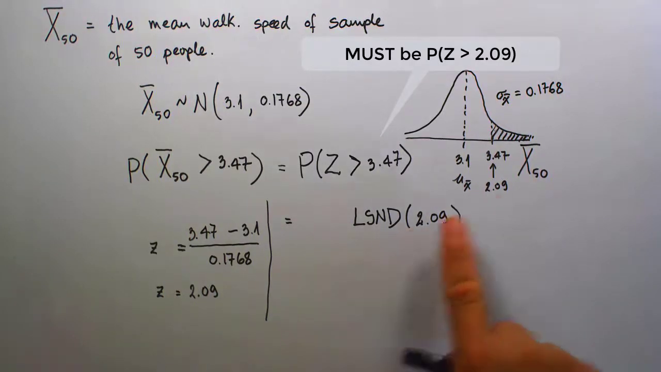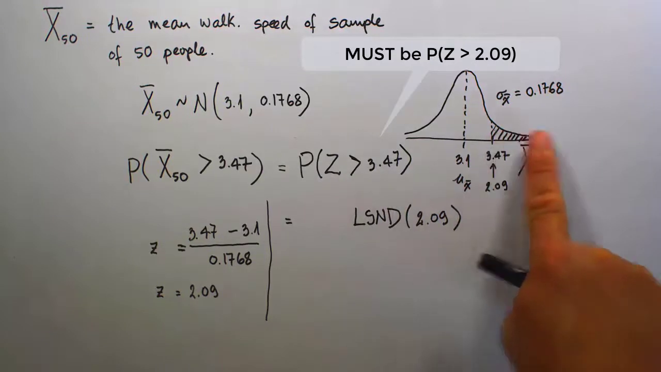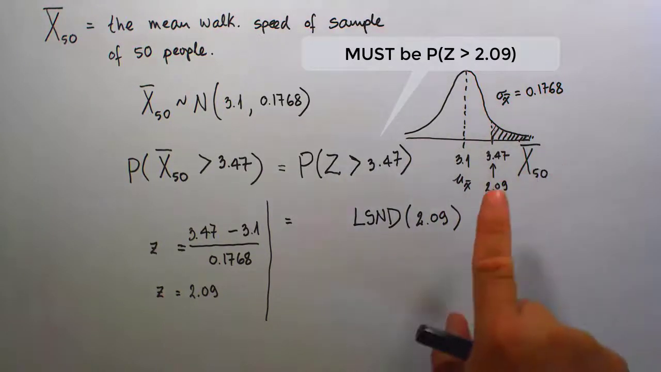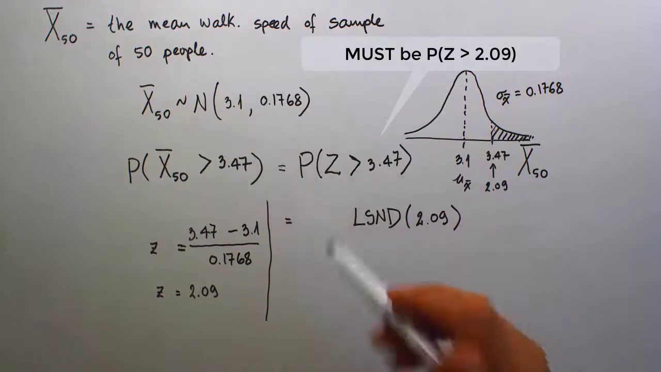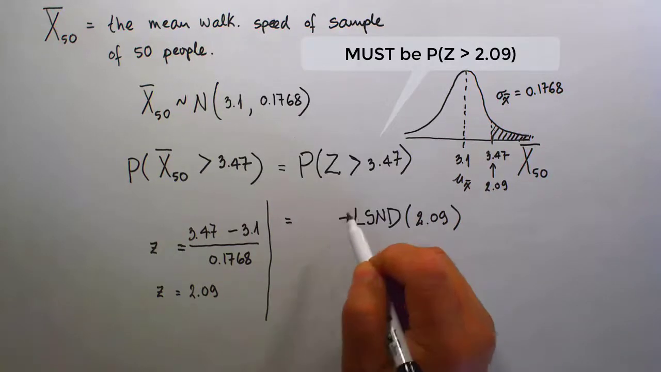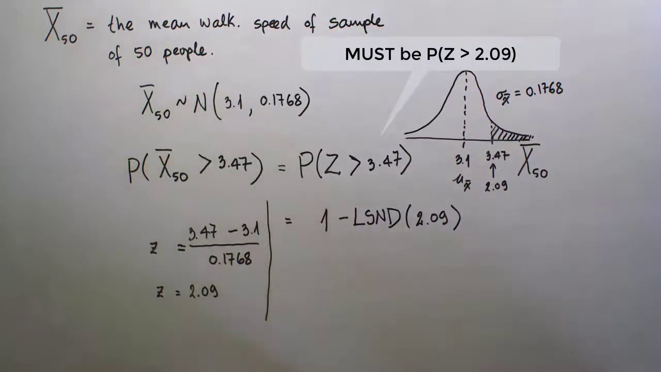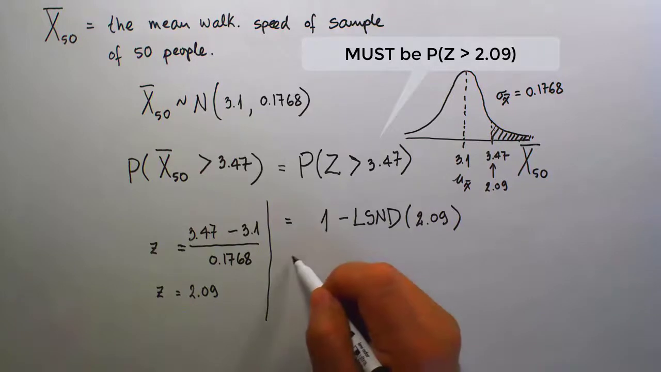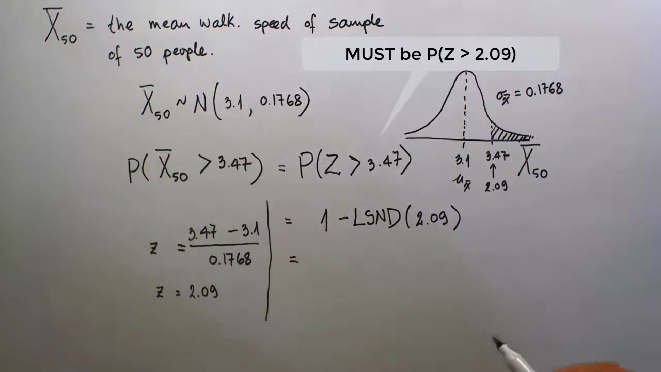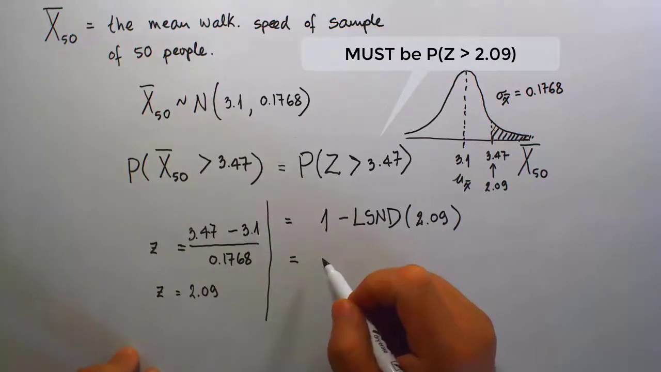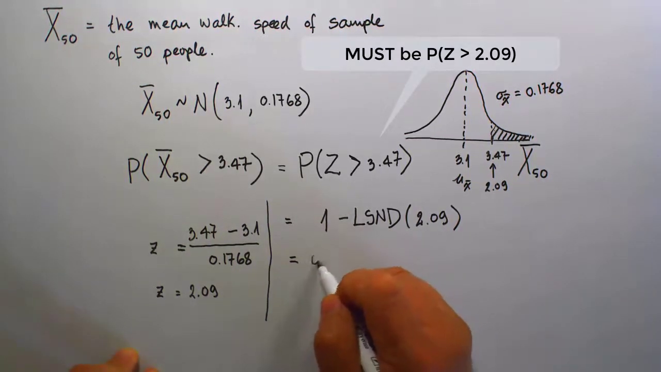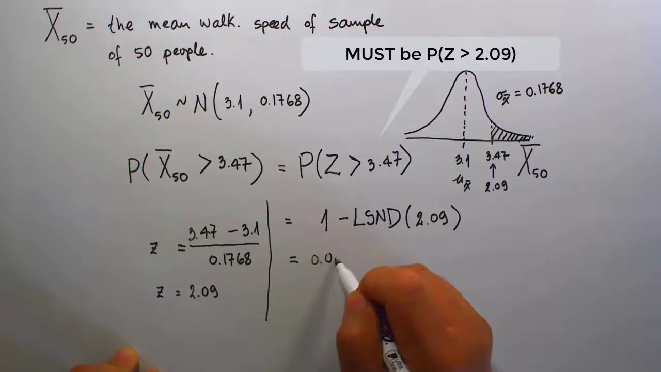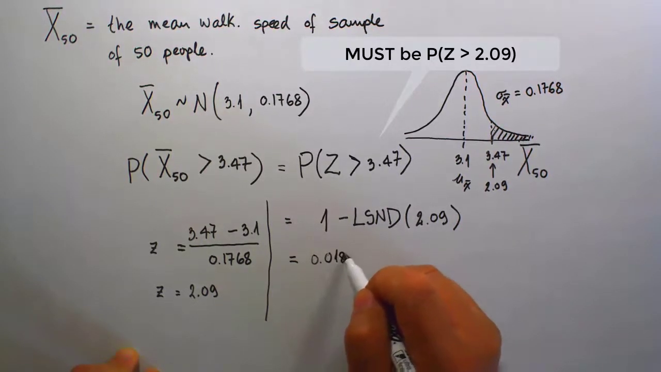But here in our problem, our area is shaded to the right-hand side. So that area shaded to the left needs to be subtracted from 1. Now my final calculation comes out, and this final calculation is where we round to 4 decimal places. My answer comes out in 4 decimal places: 0.0183.